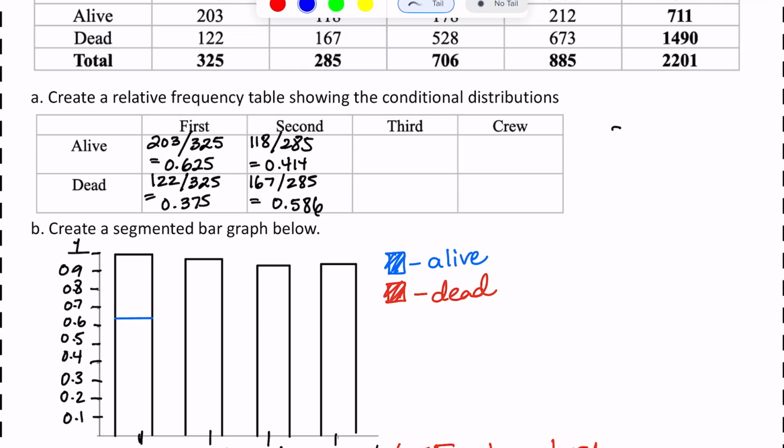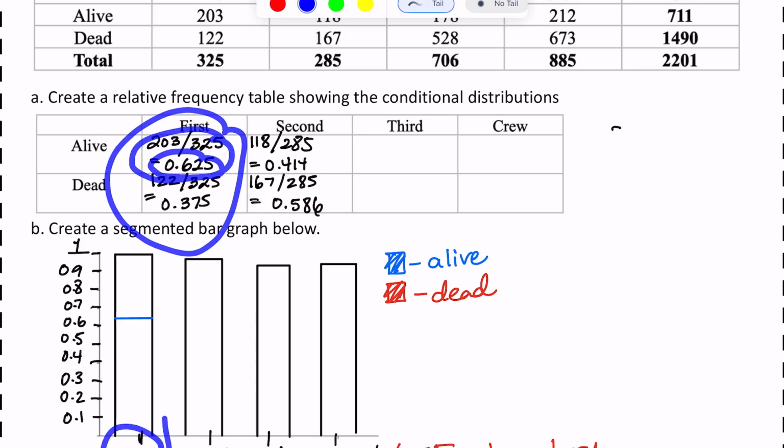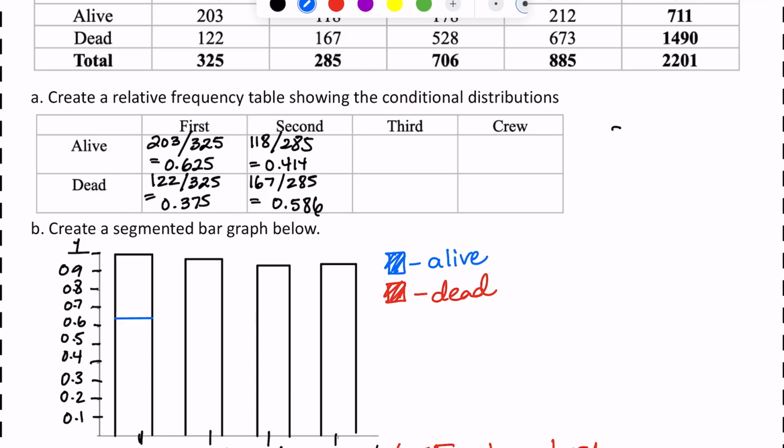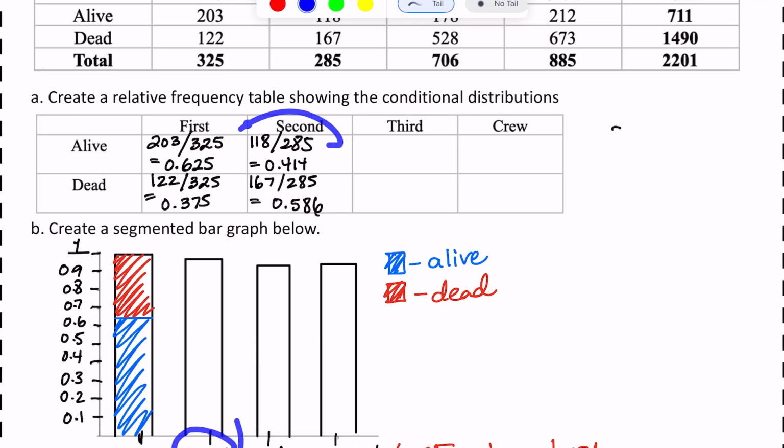Okay, so for my first class, my alive section needs to be a height of 0.625. So I'm drawing my line at approximately there, and then I'm coloring in that section with my alive color. The rest of the bar is going to be made up by my dead color. Next, second class, 0.414 should be in my alive color. So I'm going to draw a line at approximately 0.414. I'm going to color in that section with my alive color, color in the rest of the bar with my dead color.